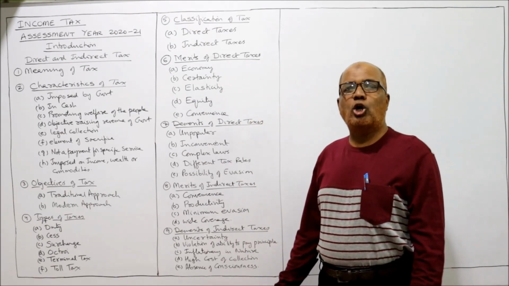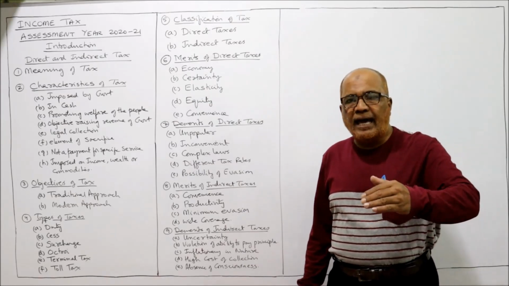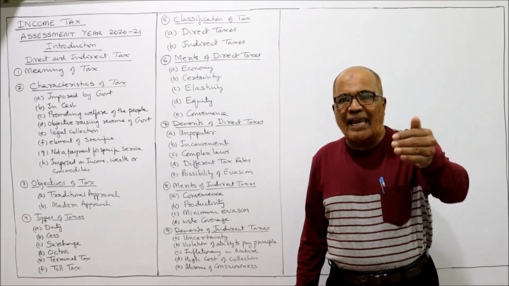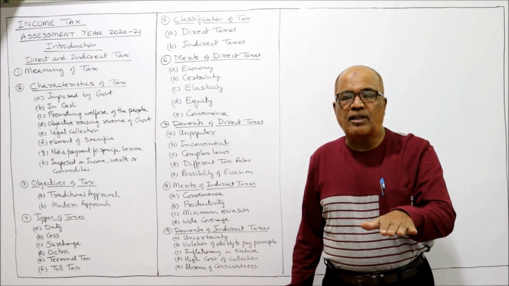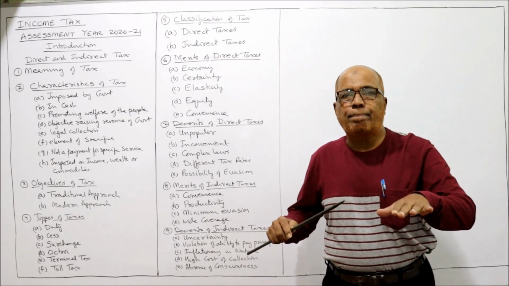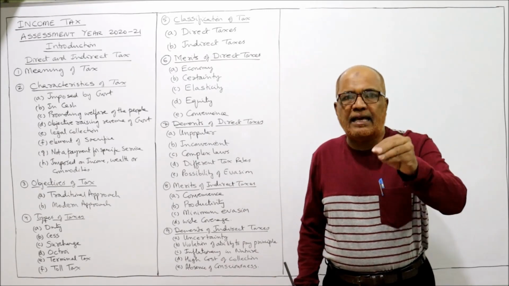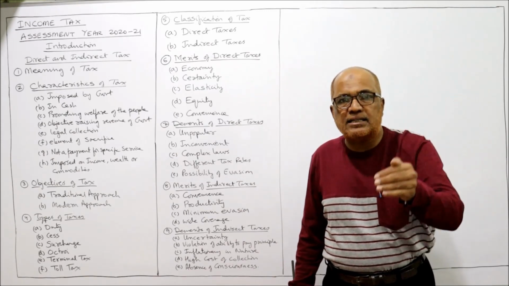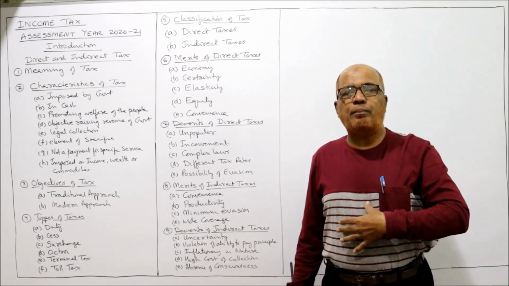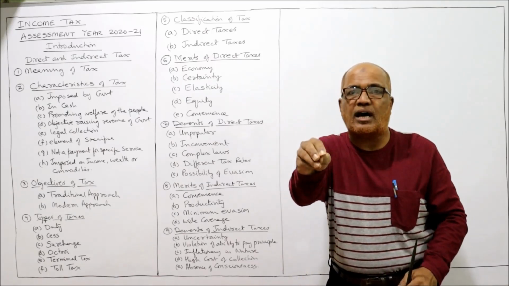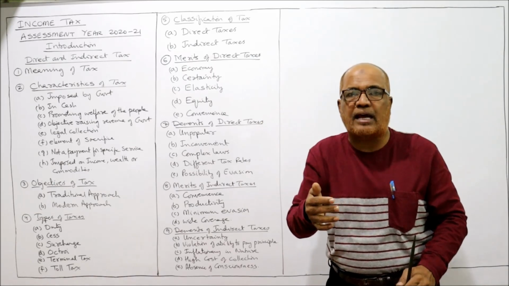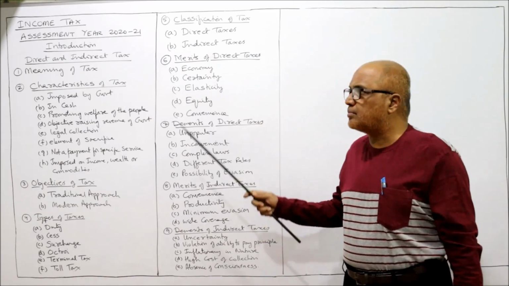First one, economy. That means the expenditure incurred to collect the direct taxes is comparatively less. That means the cost of collection. The government will spend a smaller amount to collect the direct taxes. So from the government's point of view, these direct taxes are economical because the collection charges are less, whereas revenue from taxes is more. That is the first merit.